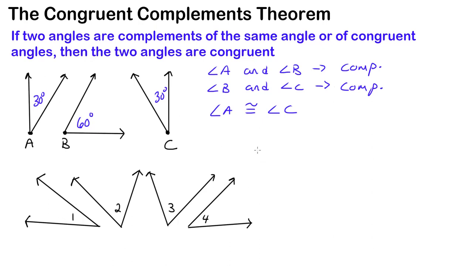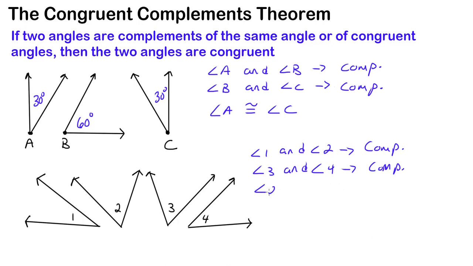Look at this second example here. Suppose I tell you that angle 1 and angle 2 are complementary. And I also tell you that angle 3 and angle 4 are also complementary. And I give you one more piece of information, and that piece of information is that angle 2 is congruent to angle 3. So what does that tell me about angles 1 and 4? Let's take a look.